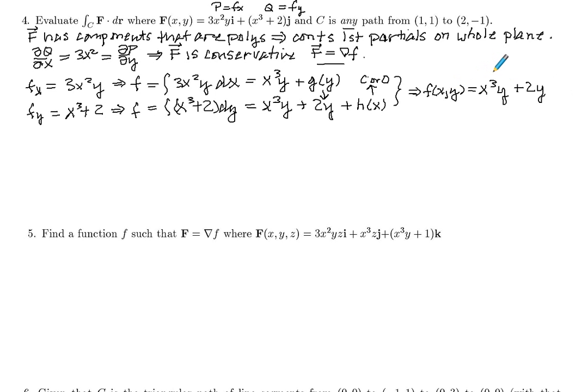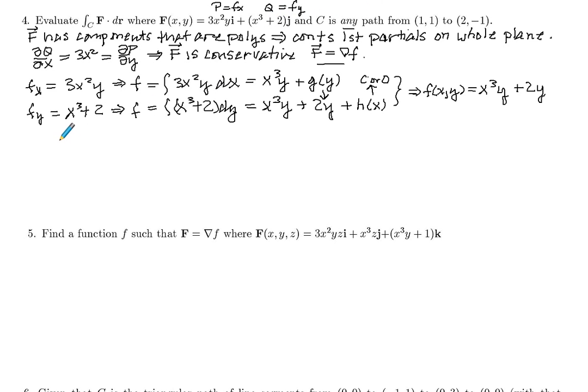And you can double check when you get done to make sure. If you do the x derivative of this term, it goes to 0. The x derivative here is 3x squared y. That's right there. If you do the y derivative here, you get x cubed. The y derivative here, you get 2, and that's right there. So we've found the right potential function.